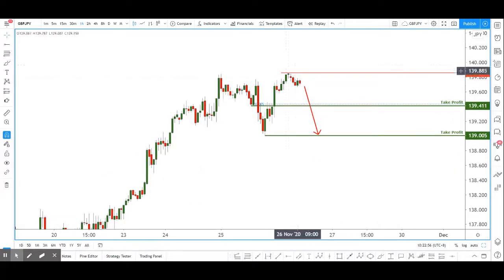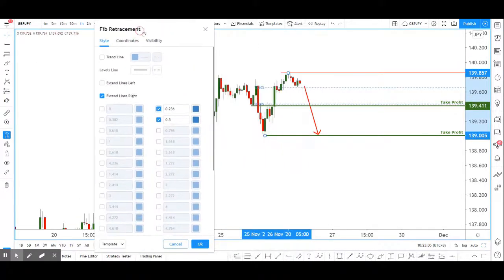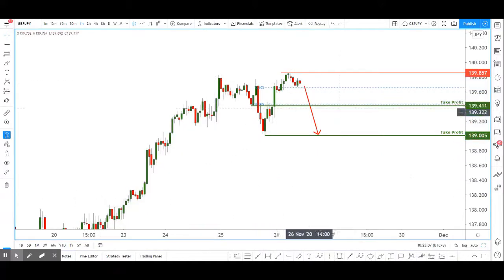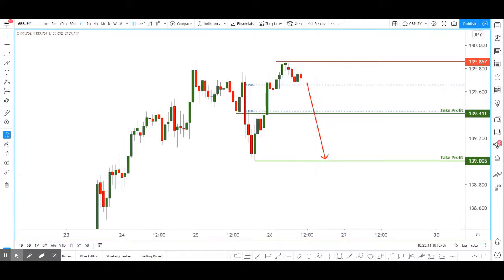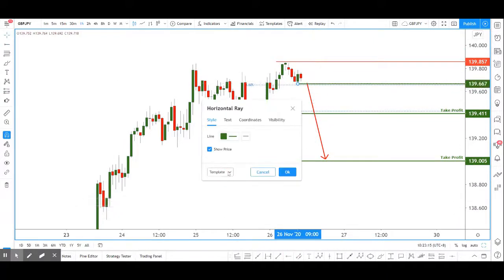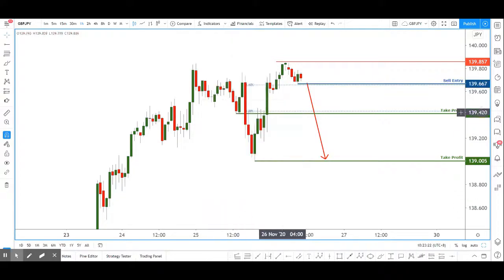Now the question is, where do we find the entry? Let's open up the Fibonacci ratio of 23.6. More often than not, when price breaks the 23.6 retracement, it serves as a confirmation for price to do a deeper pullback. So the 23.6 will be our sell entry.